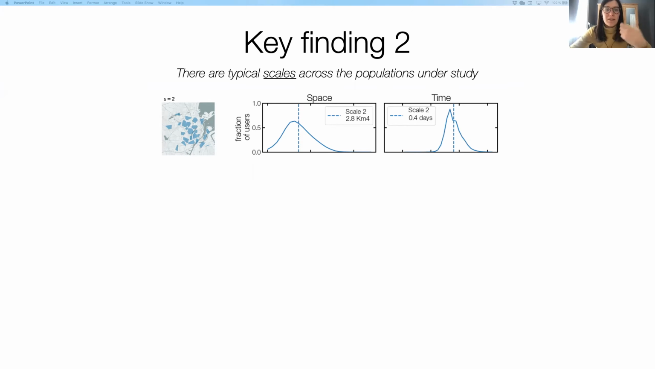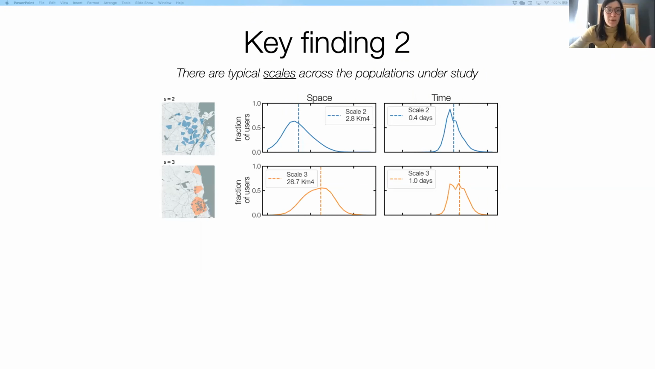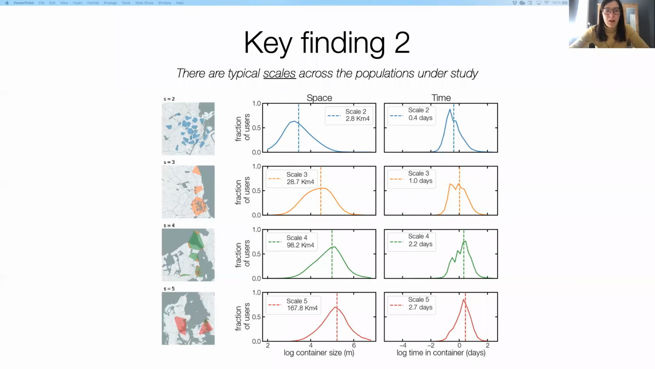And there is a time scale associated to the typical spatial scale. So people tend to spend about half a day within the same neighborhood before transitioning. And then we have a second spatial scale, which is the city size, approximately 30 kilometers, and so on. We could find this characteristic distribution across individuals. And as you can see, these are not broad distributions. These are log normal distributions, so they have characteristic sizes. There are characteristic scales in human mobility across individuals living all around the world.